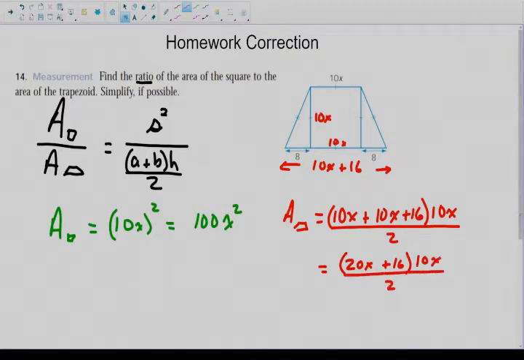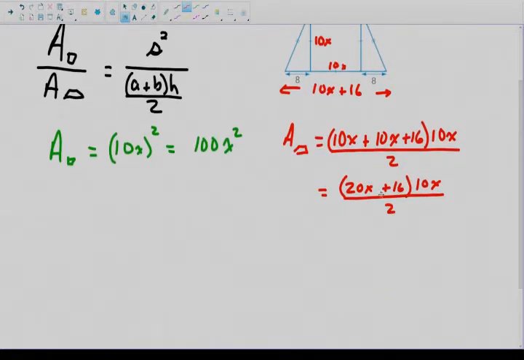Now, the 20x plus 16 can actually be factored, so we're going to do that right away as well. Both of them can be divided by 4. So we've got 4 times 5x plus 4 times 10x divided by 2. And there's a couple of steps you probably could have skipped here if you see what's coming. So the 4 can be divided by the 2. And the 10 also could have been divided by the 2.